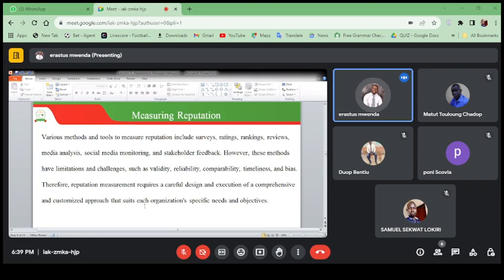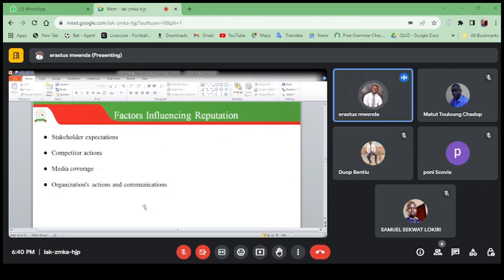So most of them are quite around our everyday practices. Stakeholders, as I said, are people that are interested in the organization. So we could listen to feedback from them. It could be investors, it could be patients, it could be the government, and so on and so forth. So it is possible to measure reputation. That is the key emphasis in this particular slide.